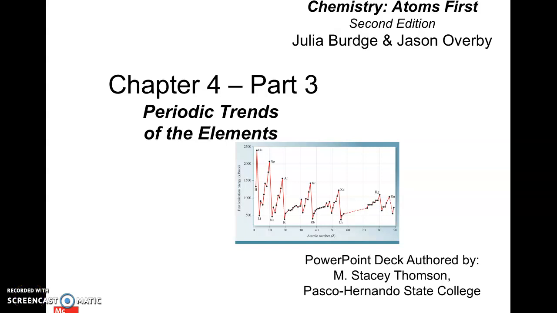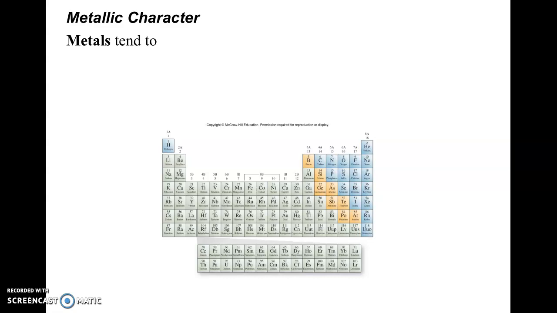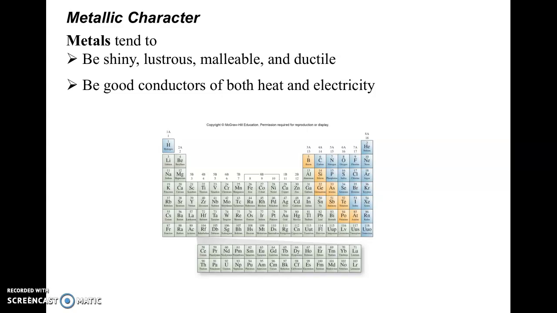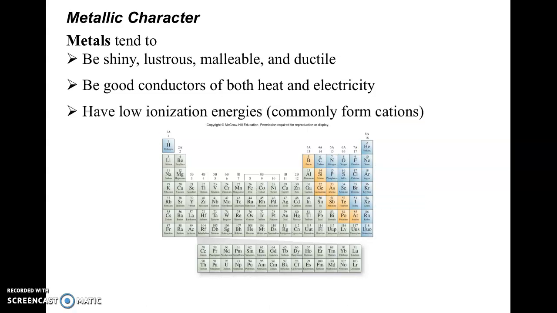Hello, Chem 1110 students. We're going to finish off Chapter 4 by looking at some more properties and periodic trends in the periodic table. So we've looked at metallic character before, and I've shown you this periodic table where all the metals are a light green. And these are the characteristics of metals, one of the most important being they conduct heat and electricity well. The other thing is they have low ionization energies. They don't hold their electrons tightly, and therefore they readily form cations.